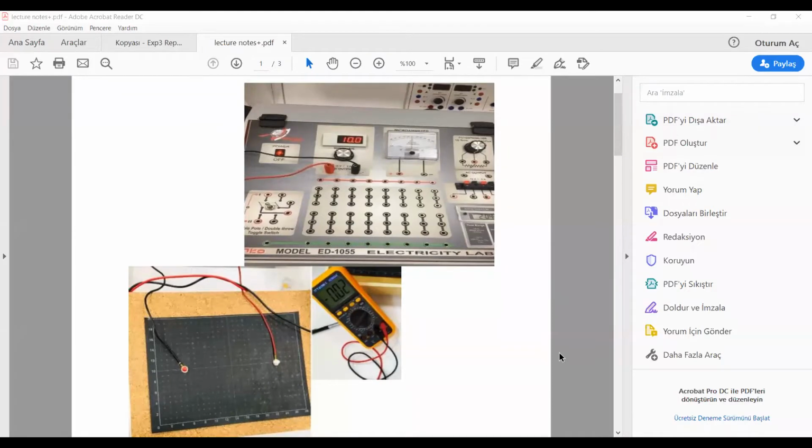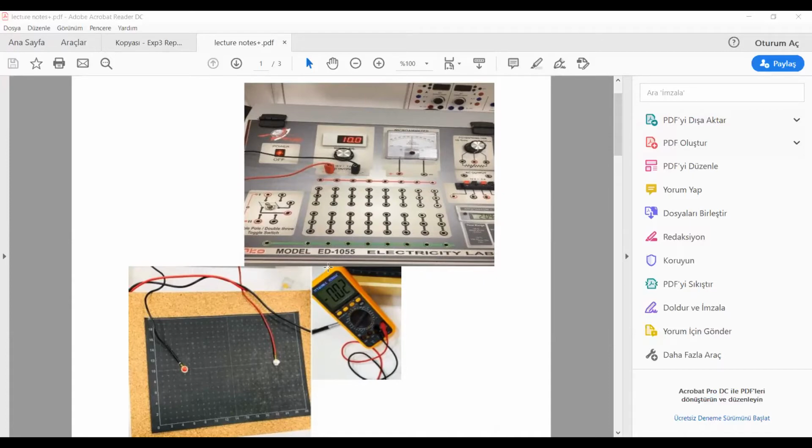Now, experimentally, we will try to draw these electric fields by using the method of equipotential lines. In this experimental setup, a carbon paper is used. There are two conducting regions on the paper. The conducting regions are connected to the positive and the negative terminals of the power supply. The multimeter will be used as a voltmeter to determine points having the same potential.